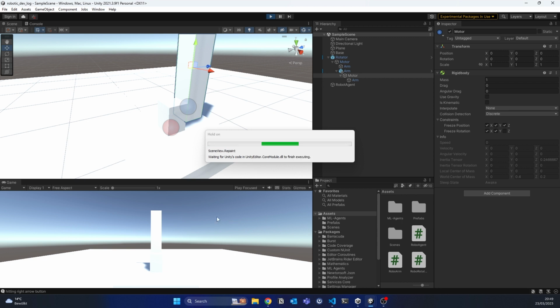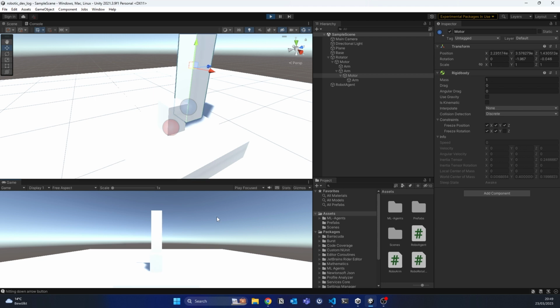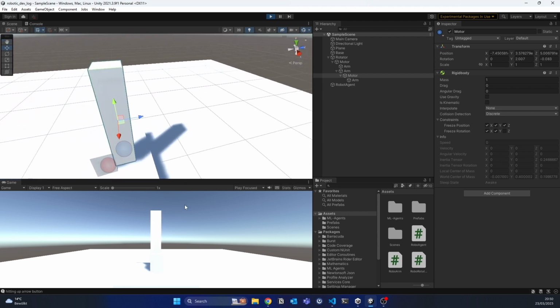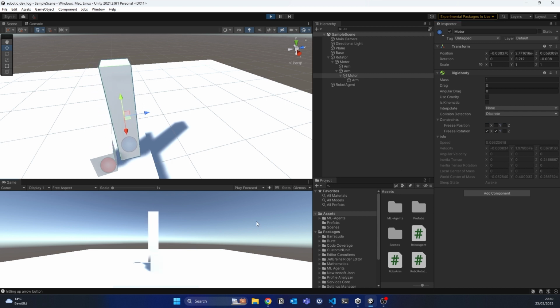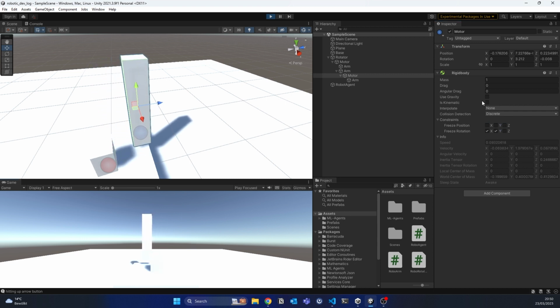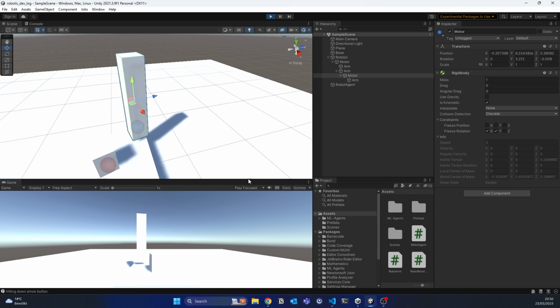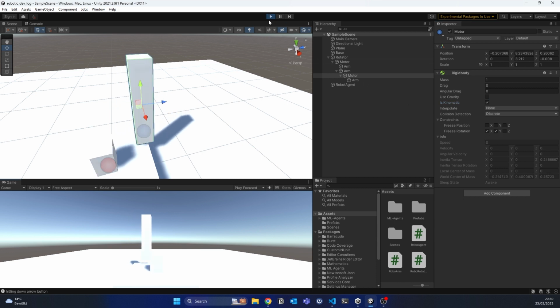Let me see, what if I just rotate? Nope, that's also not working. It's just barely moving, so I might think that probably these are not helping, but as soon. Okay, so kinematic helps, but the position doesn't help.